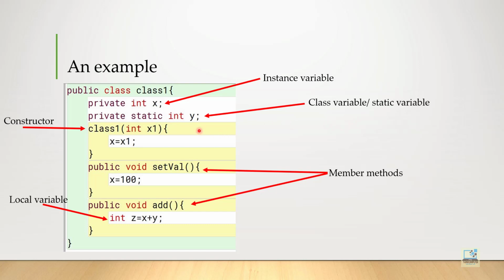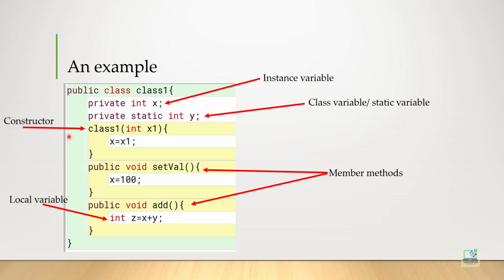Now what is the difference? You can see that before the class variable we use the keyword static. So as soon as you write static before any variable name in the class, that becomes a class variable, and if you do not write the static keyword, then it is an instance variable. Constructor, as I told, the name of constructor is the same as the class name. So in this case the class name is class 1, and the constructor name is also class 1.